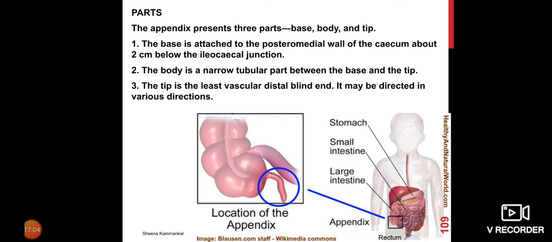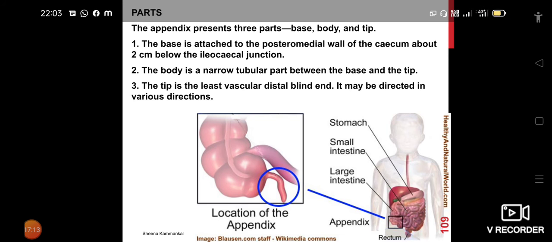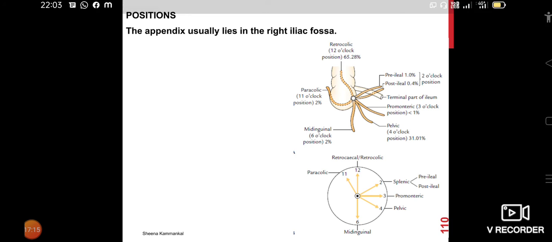The tip is free. The tip is not attached anywhere. Only the base is attached. So it can be directed in any direction: anteriorly, posteriorly, laterally, medially. Depending upon the position of the tip of the appendix, there are different types of appendix.